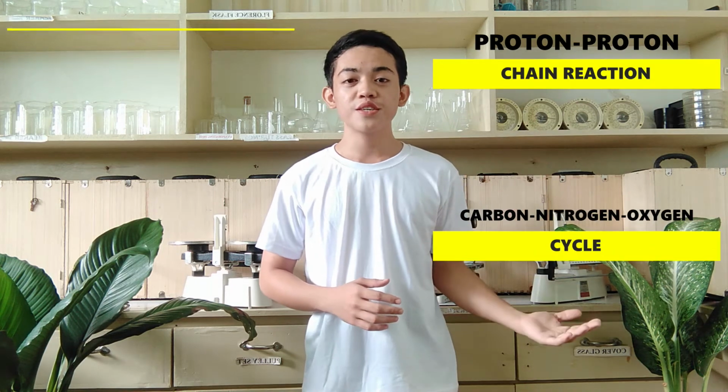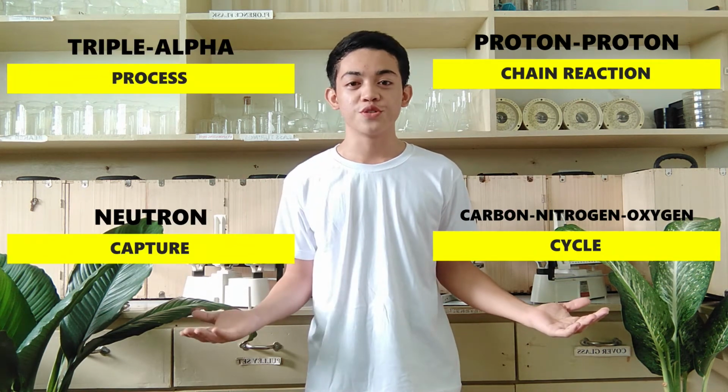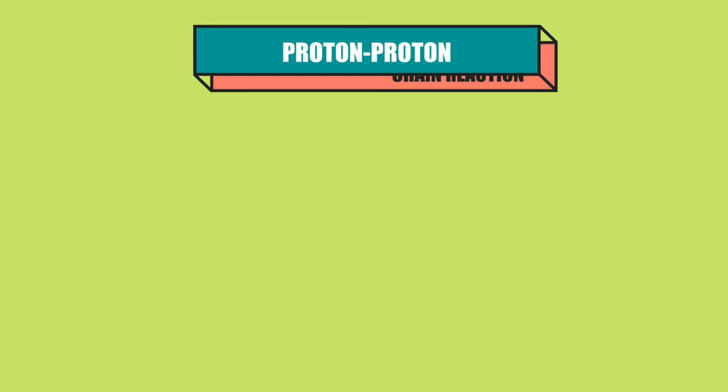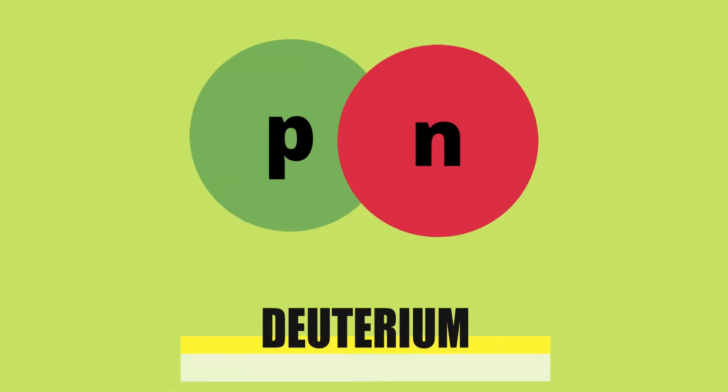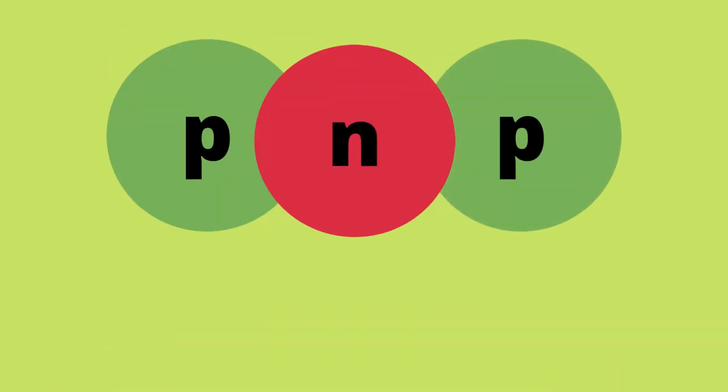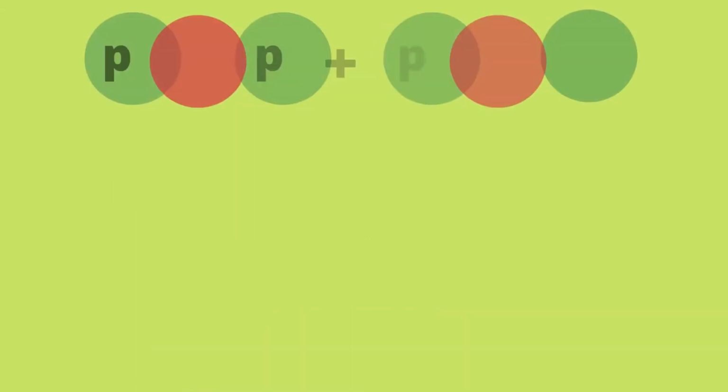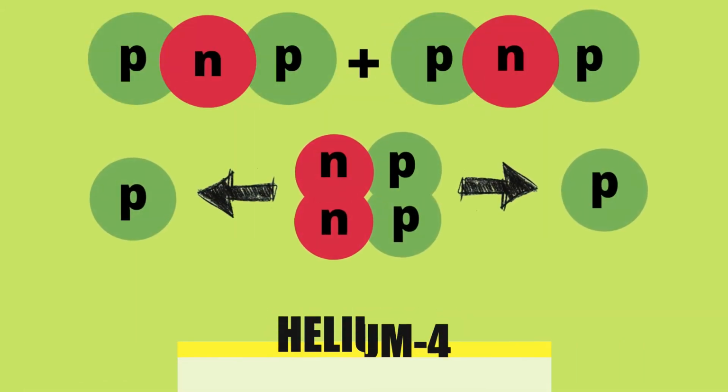There are processes involved in the formation of elements, and these are the proton-proton chain reaction, the CNO cycle, the triple-alpha process, and neutron capture. The proton-proton chain reaction is a process by which an average star gets its energy and converts hydrogen into helium. It starts with a proton and neutron fused together to form deuterium. When one proton collides with deuterium, helium-3 is formed. Two helium-3 colliding will form helium-4.